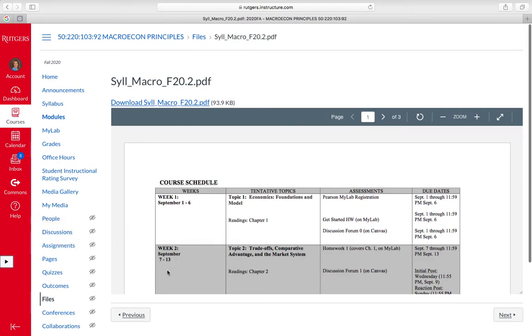Week 2, which runs from September 7th to the 13th, you would have to read chapter 2, and you have to finish homework 1, which covers chapter 1. Usually the homework covers the materials of the previous week.